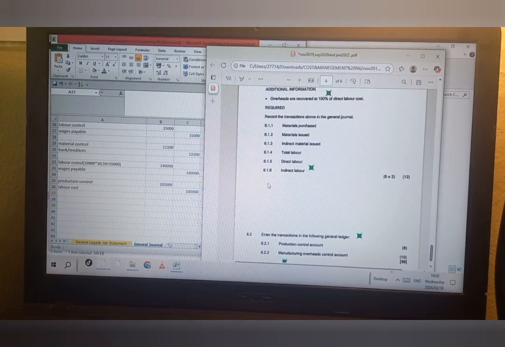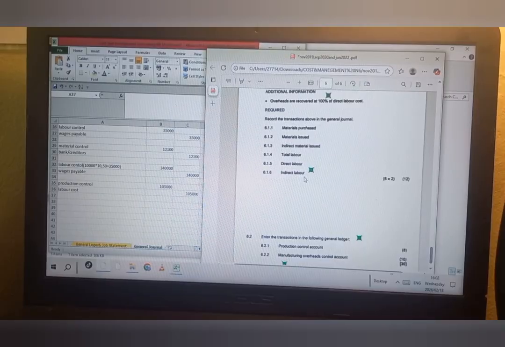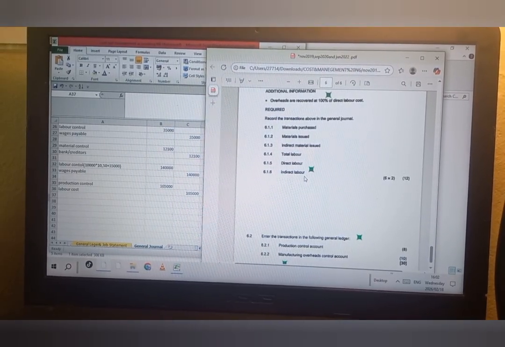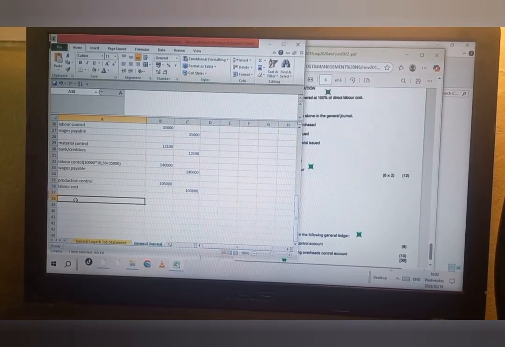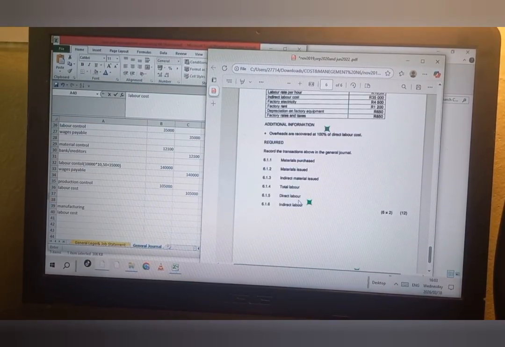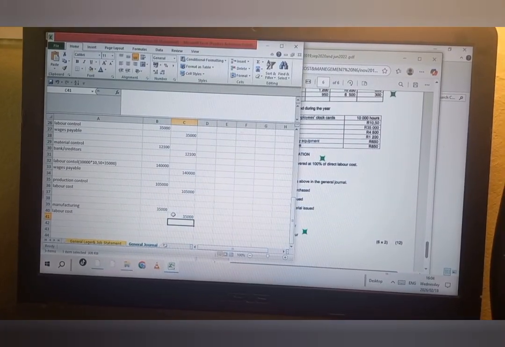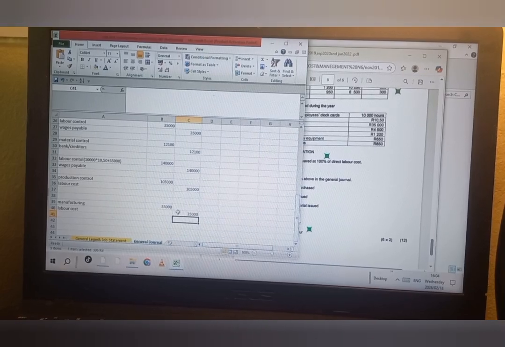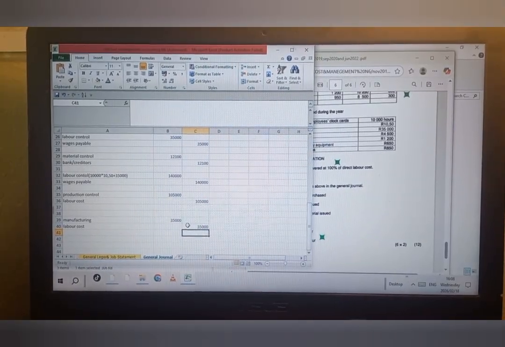And then 6.1.6 says indirect labor. Two accounts will be affected, which are manufacturing and labor cost. We will debit manufacturing and then we credit labor cost. The indirect labor we were given is 35,000. The reason why there is allocation of indirect labor is the same. I believe we have covered all the possible questions for the general journal.